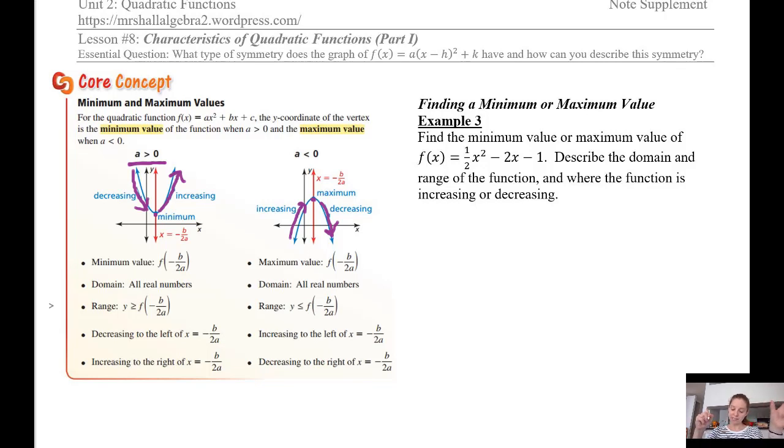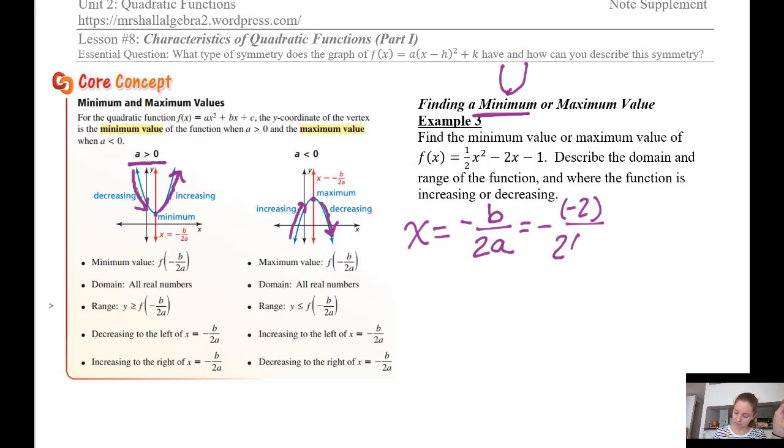Okay. We see that the a value here is 1/2. It's a positive 1/2, so we know that the parabola is opening upward. So we know this vertex is going to be a minimum value, and now we need to find that minimum value. Because we're given the function in standard form, we need to begin by finding the axis of symmetry, negative b over 2a, to get the x value of our vertex. Okay, so we've got negative b is negative 2 over 2 times a is 1/2. Two negatives make a positive. We have 2 over 1. So we know the x value of the vertex is 2. x equals 2 is also the axis of symmetry.